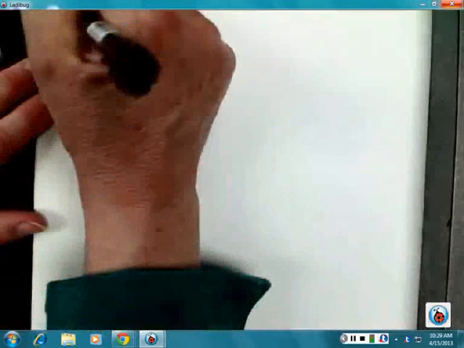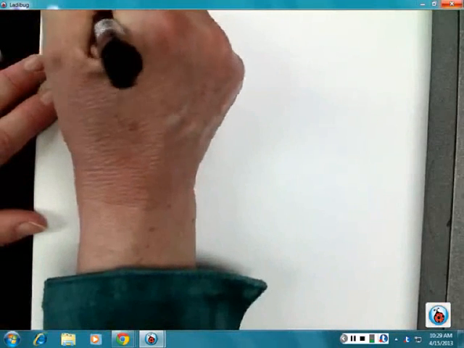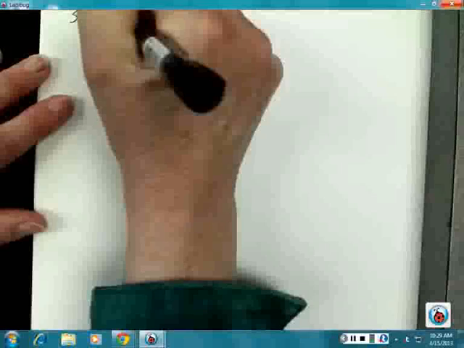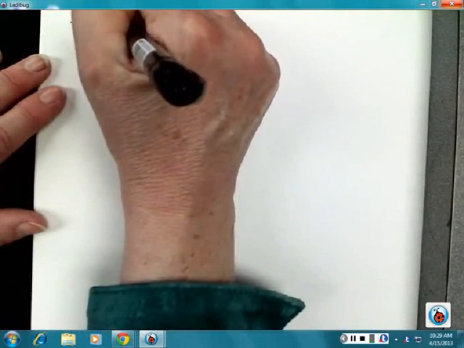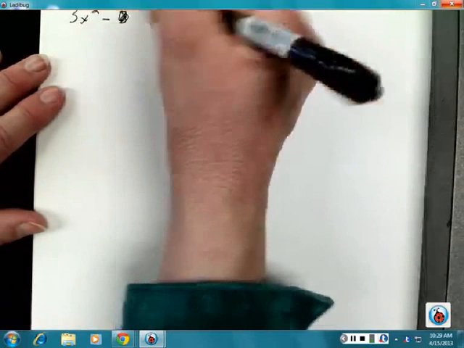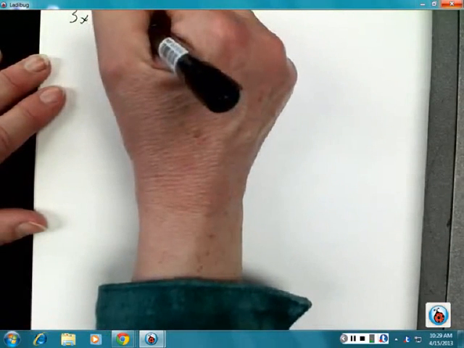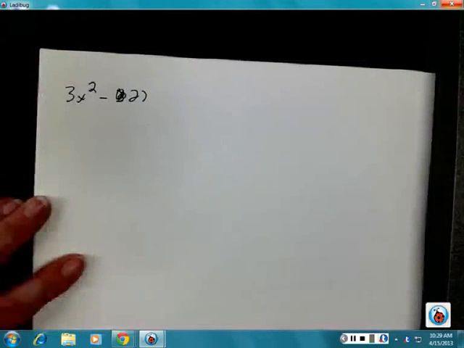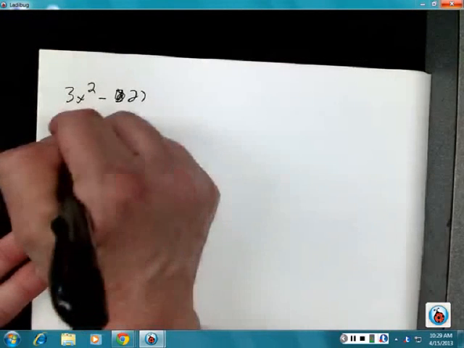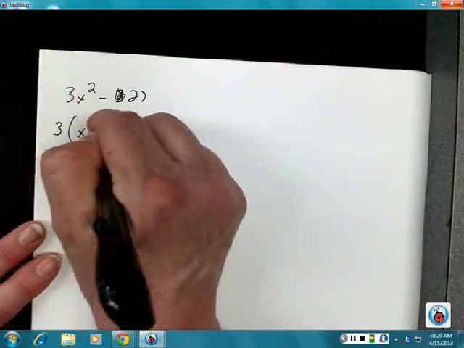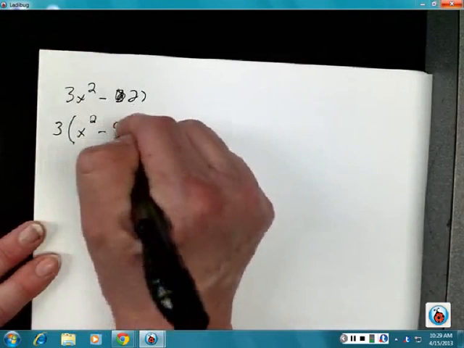So how about this one? What if I had 3x squared minus 27? What do you notice about it? I can pull a 3 out. If I pull a 3 out, that leaves me with x squared minus 9.